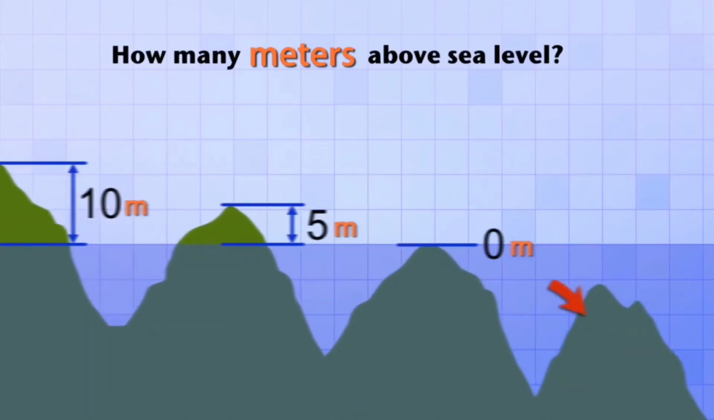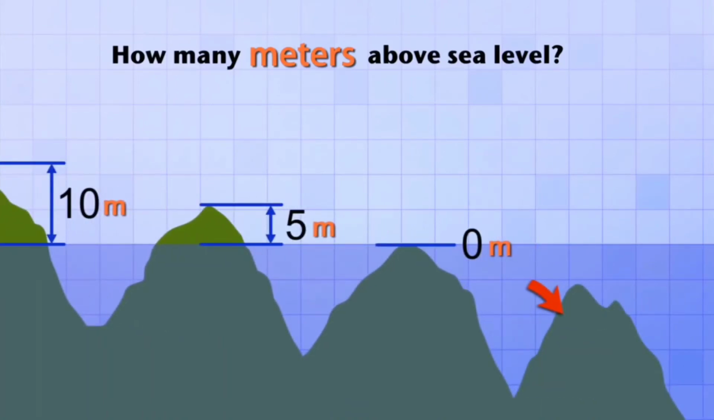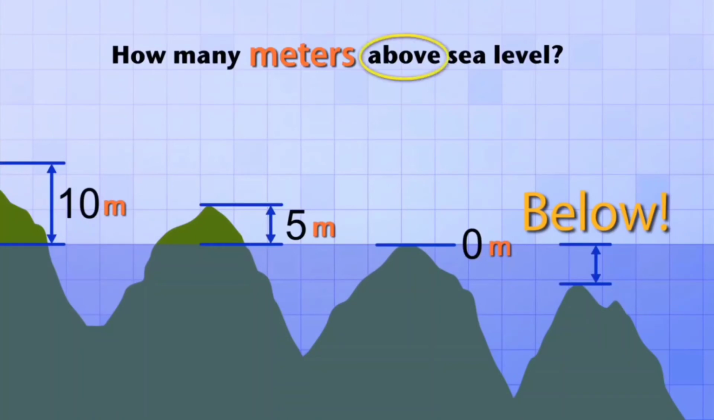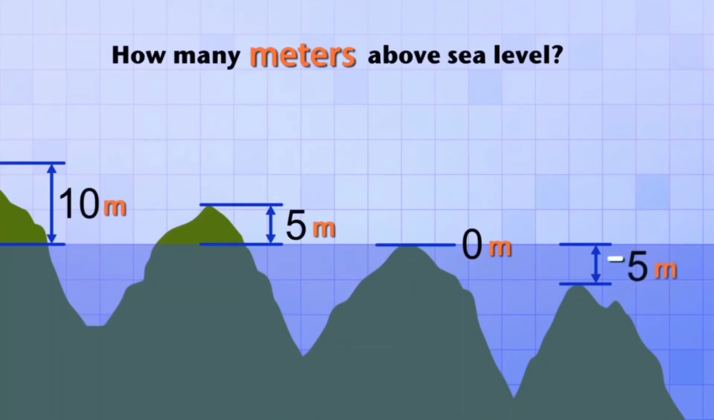But what about this island? It's not even above sea level at all. It's 5 meters below the surface. But our measurement is supposed to tell us how many meters above sea level it is. Fortunately, with negative numbers, that's no problem. We can just say that its height, compared to sea level, is -5 meters.